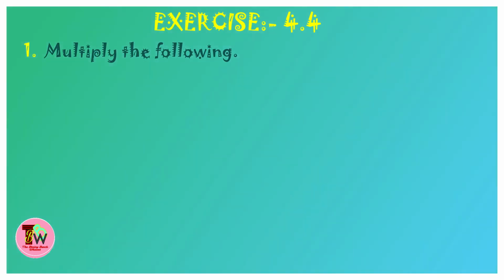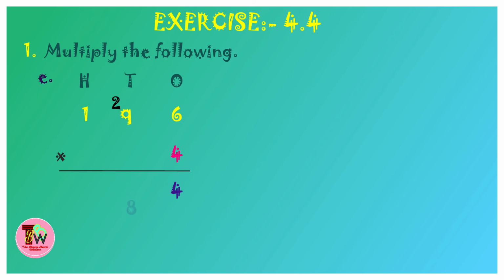Question number E. 196 is multiplied by 4. So again we have to start multiplying from the ones place value. 6 4s are 24. 4 we have to write in the ones column and 2 is carried over to the tens column. 9 is written in the tens column, so we have to multiply 9 by 4. Diagonally we have to multiply. 9 4s are 36 plus 2, 38. 8 we have to write in the tens column and 3 is carried over to the hundreds column.